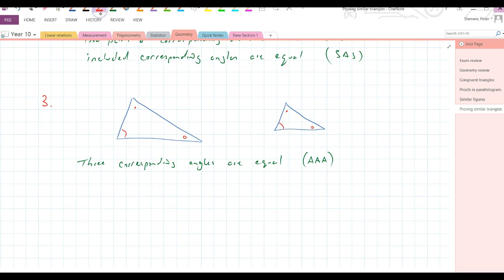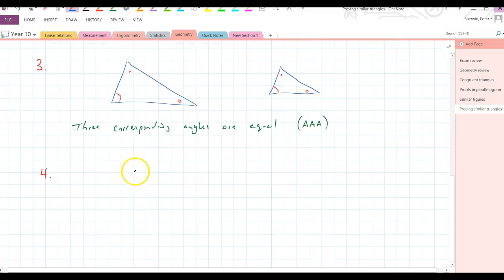Okay, and the fourth proof is the right angle hypotenuse side. So if we've got this sort of information, got a right angle triangle here.